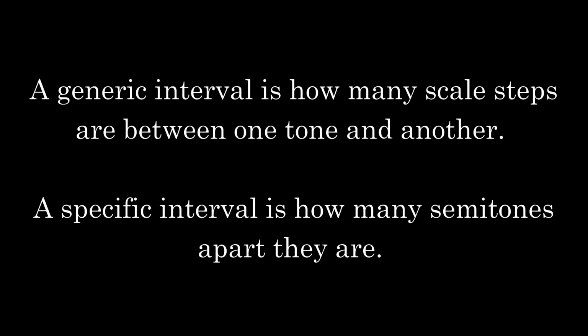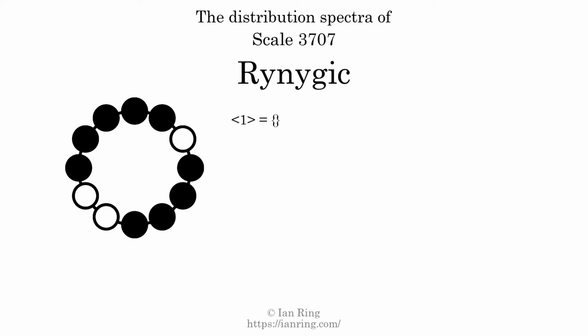A specific interval is how many semitones apart they are. The generic interval of one scale step comes in 3 different specific interval sizes: 1 semitone, 2 semitones, and 3 semitones. The spectrum width of this generic interval is the highest, 3, minus the lowest, 1, which equals 2. The generic interval of 2 scale steps comes in 3 different specific interval sizes: 2 semitones, 3 semitones, and 4 semitones. The spectrum width of this generic interval is 2.